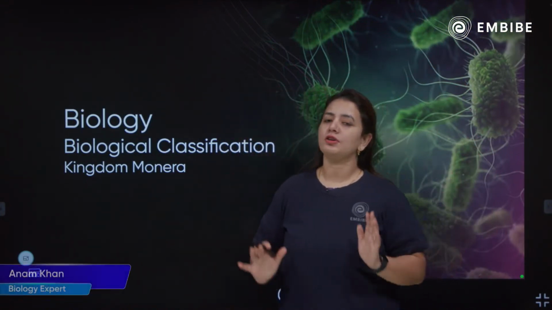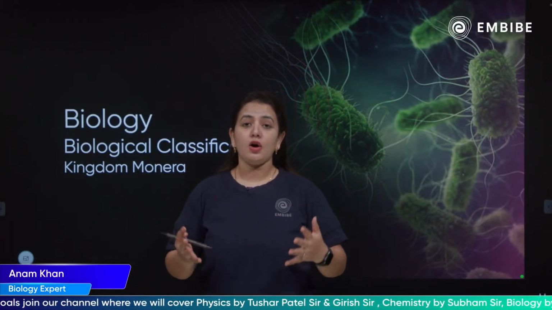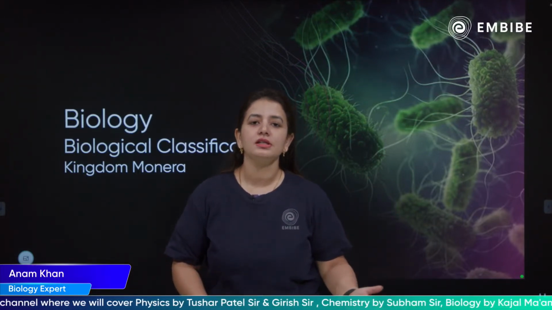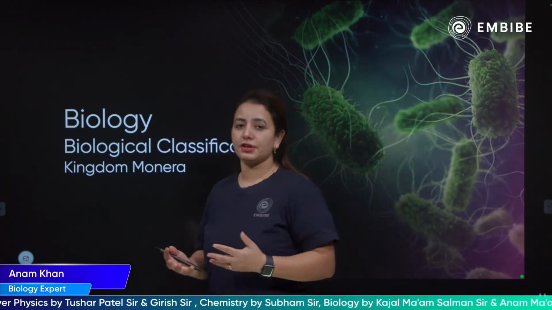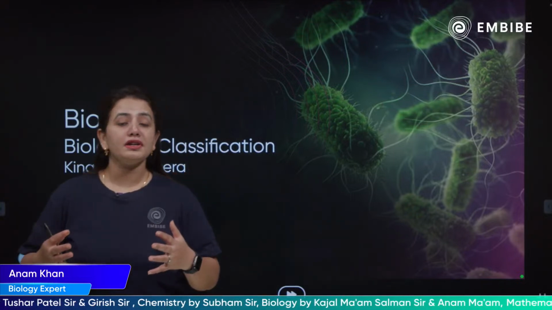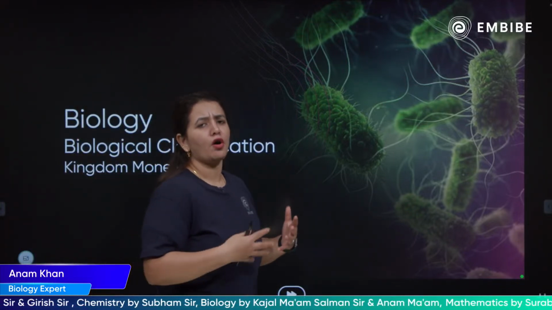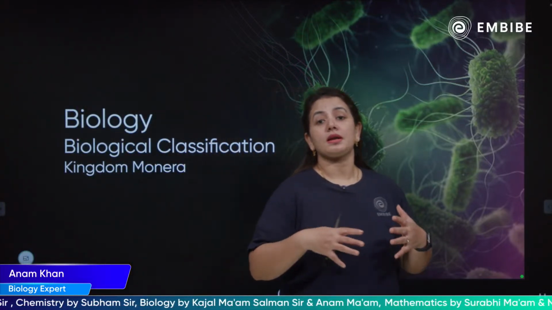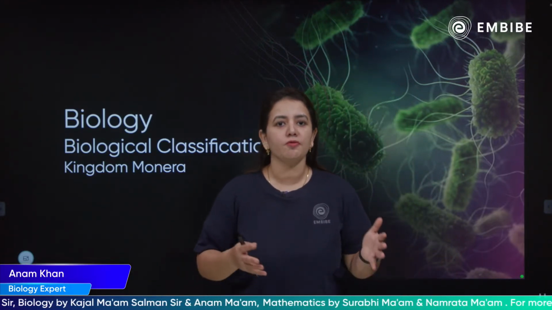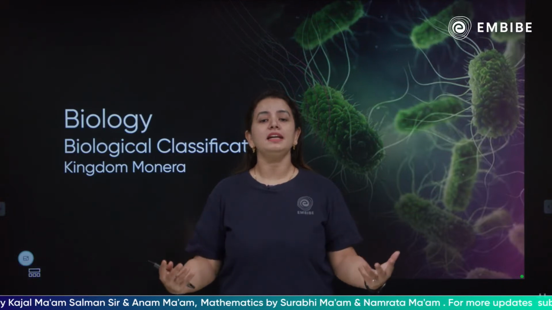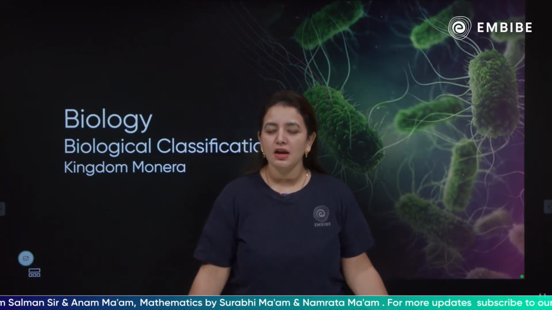A very good afternoon. So children, today we are going to discuss the biological classification. In yesterday's session we discussed how classification came into the limelight, and how different scientists put forward their own classification systems. It was 2 kingdom classification, 3 kingdom, 4 kingdom, 5 kingdom, and yet there was also a 3 kingdom classification.